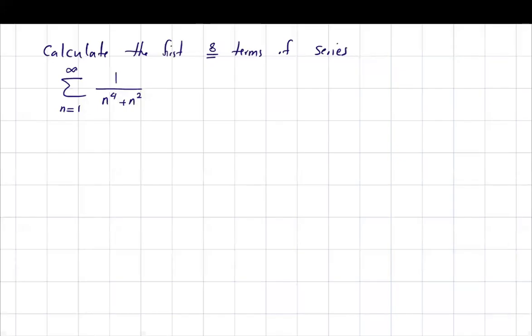In this question, our goal is to calculate the first 8 terms of the series. We want to know what the partial sums look like, and does it appear convergent or divergent? Remember the definition of the partial sum. The partial sum is denoted by S sub n, which is the summation of a sub i, i starts from 1 and goes to n. So that's how you define the partial sum.